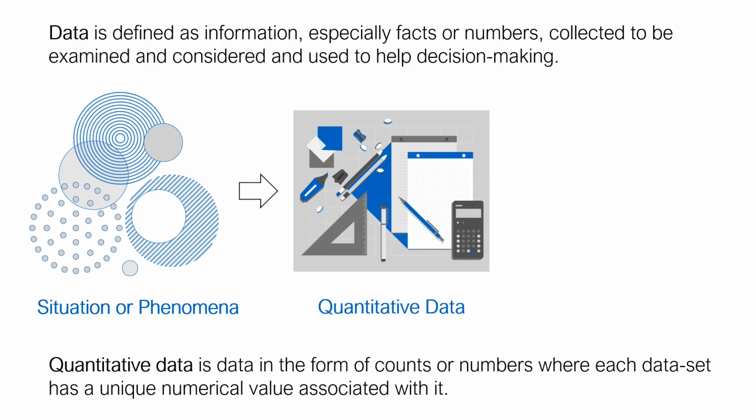Quantitative data is data in the form of counts or numbers where each data set has a unique numerical value associated with it. Simple examples of this will be height of water at a particular point, the number of endangered species in a lake, etc. The other category of data is qualitative data, where one would describe the situation or phenomena by way of facts or observation. In an assessment framework, this may not be very helpful, and we will try to convert qualitative data to quantitative data to assist in making comparisons.